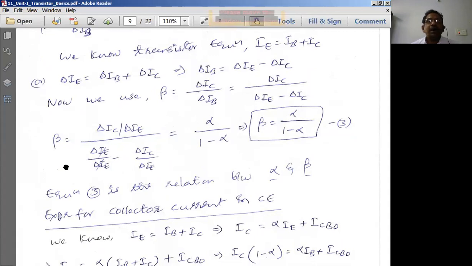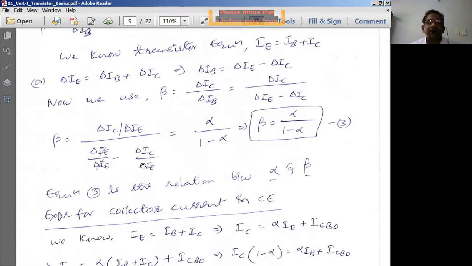Now I divide the numerator and denominator by delta IE. When I divide, I can just get this equation. Now I know delta IC by delta IE is nothing but alpha. So therefore I can write this as alpha by, this is the same, IE by IE, delta E by delta E, these two will get cancelled out. Same terms will get cancelled out.